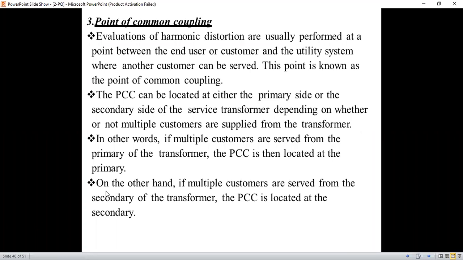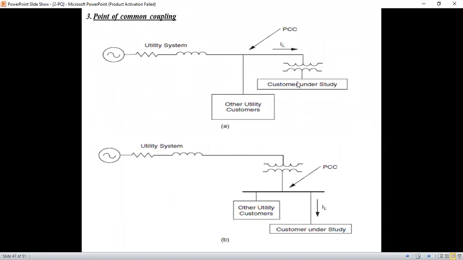We are going to consider that one here. On the other hand, if multiple customers are served from the secondary of the transformer, the PCC is located at the secondary. See here the primary side, this is the distribution transformer. On the primary side, multiple users are connected, and the other customers are connected from this point, where the utility system is. So the primary side we are going to consider as the common coupling point. Here on the secondary side, multiple users are connected, so this point we are going to consider as the common coupling point.